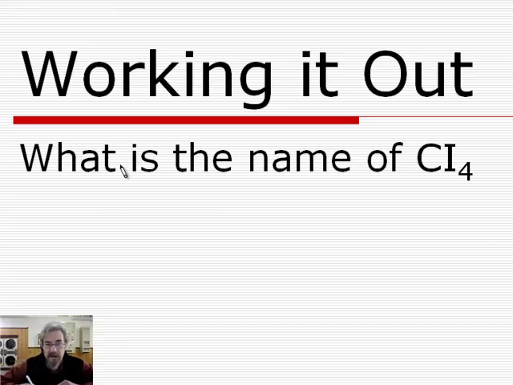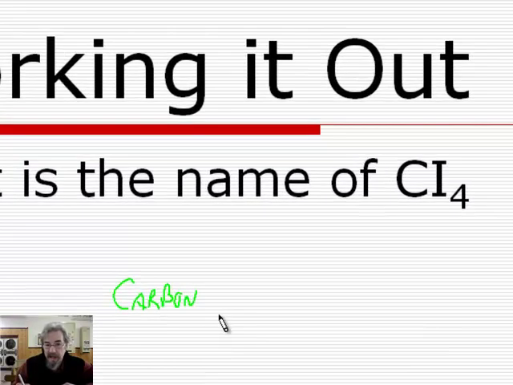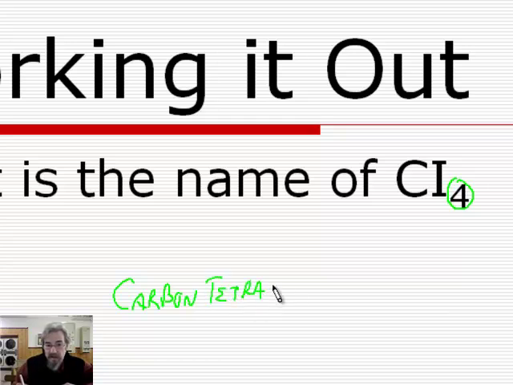So this is working it out again. I'm going to stop the video and try it, and then look at my answer later. First question: what is the name of CI4? Well, here's the answer. Carbon has no subscript here. That indicates that it's just 1. So I'm just going to write carbon. Even though mono is the prefix for 1, when it's not oxygen and it's not the second element listed, we don't use that prefix. The subscript on iodine is 4, which means there would be 4 of them. So I'm going to start with tetra, and then I'm going to end with iodide, because iodine is the second thing listed. Carbon tetraiodide.